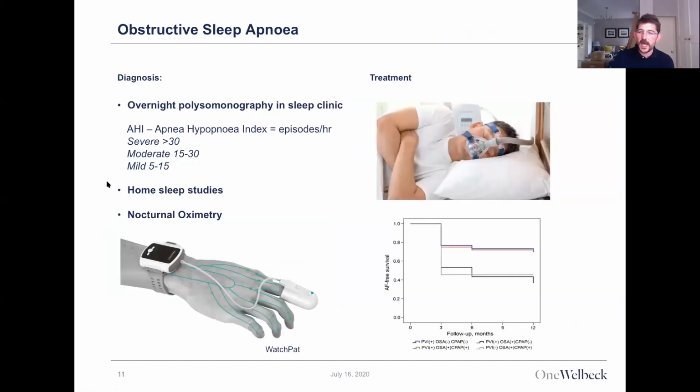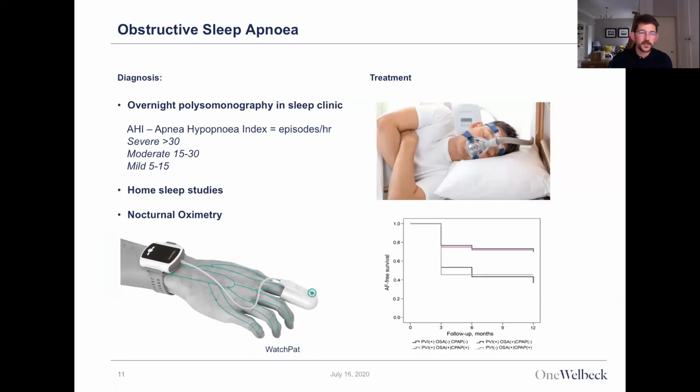Now, the gold standard for sleep apnea testing is to have an overnight polysomnography test. That's a labor-intensive thing that goes on in a specialist clinic, and it's very difficult to do as a screening test. But essentially, that will measure the number of apneic or hypopneic episodes you're having every hour. And if you're having more than 30 an hour, it's severe, down to mild, between 5 to 15.